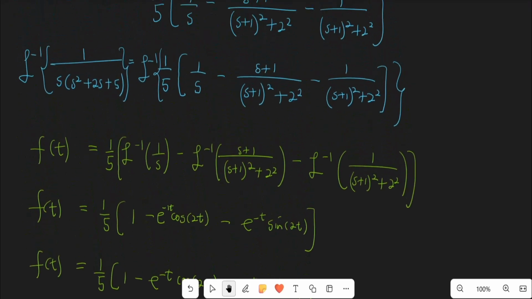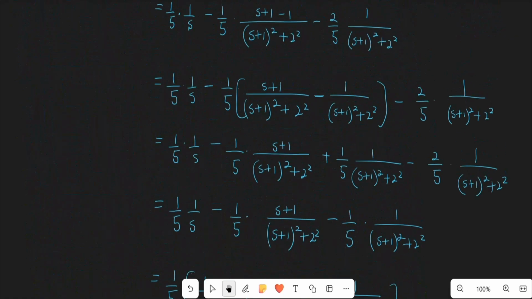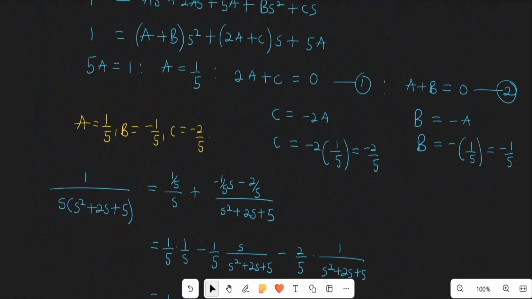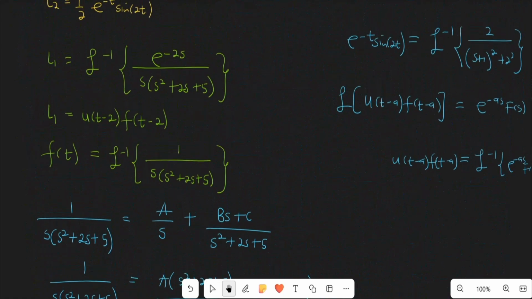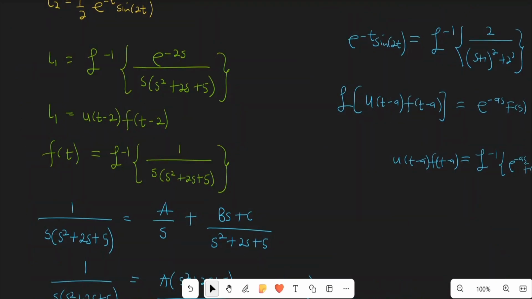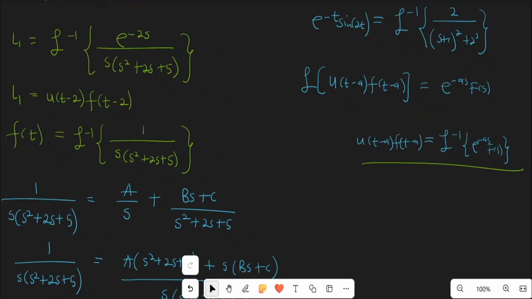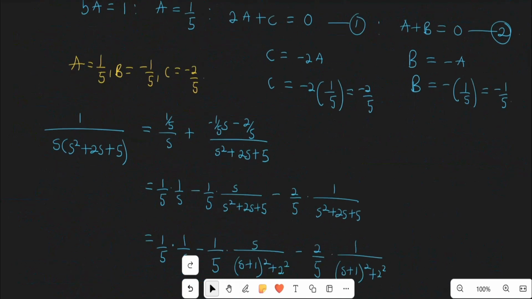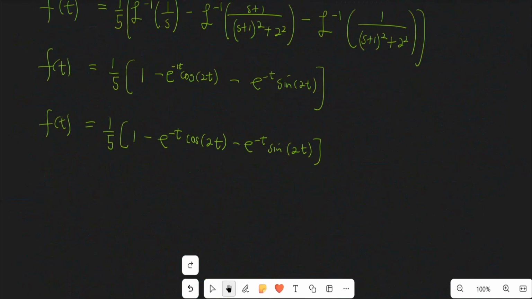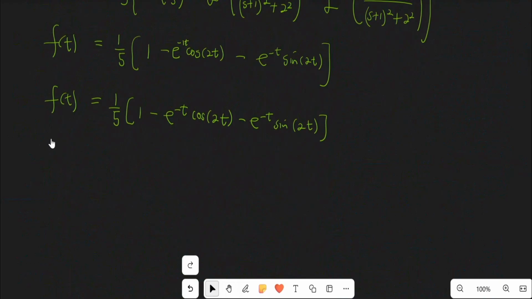We can find f of t minus 2, right? Because we need f of t minus 2 to complete our Laplace inverse, this one. When we find f of t minus 2, then we can find the Laplace inverse of this guy, right? So that is what we have here. So now let's find f of t minus 2. And that is very simple. We just have to shift the t variable by 2. So f of t minus 2, replace all the t's with t minus 2, and we are done.